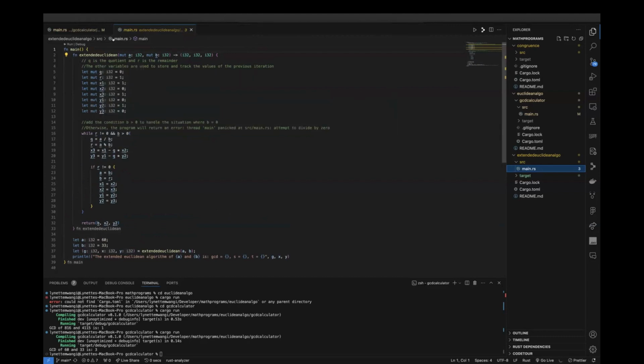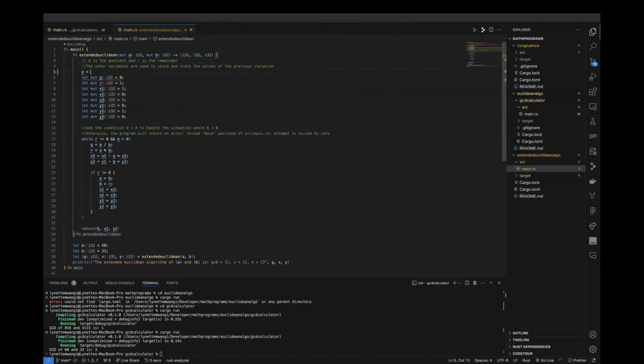First of all, Q and R. Q is the quotient, it will track our quotient. Like we said before, it's written as A equals B times Q plus R. This is our Q and our R is the remainder. And then X1, X2, X3, and Y1, Y2, Y3 are what we're going to use to track our X and Y values, updating them as we loop through the while.